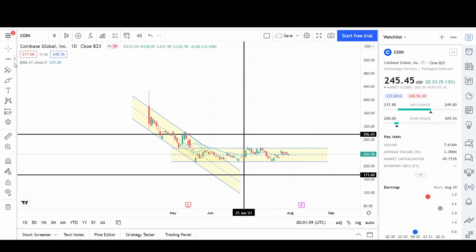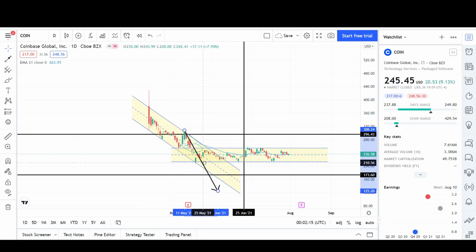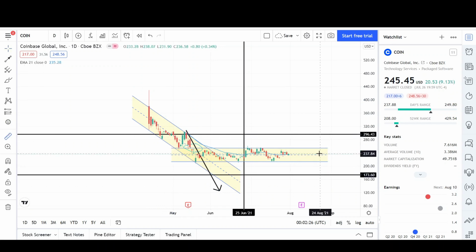We can also use the legs of the move right here. This was one leg down, and then we made another leg down right here. This was one, and then we made two, and now we had a correction, and then that could be the center of the pattern. So if I just drag this over, that is also a potential target, this 126 level. However, the first one we're probably going to reach is the 172 level. However, let's just say we do reach this 126 level, that would be a 46% drop.